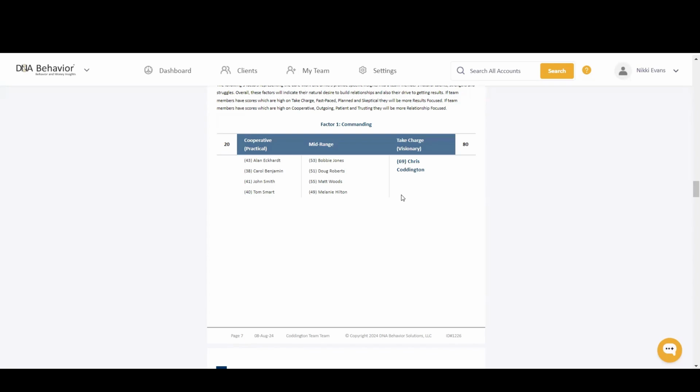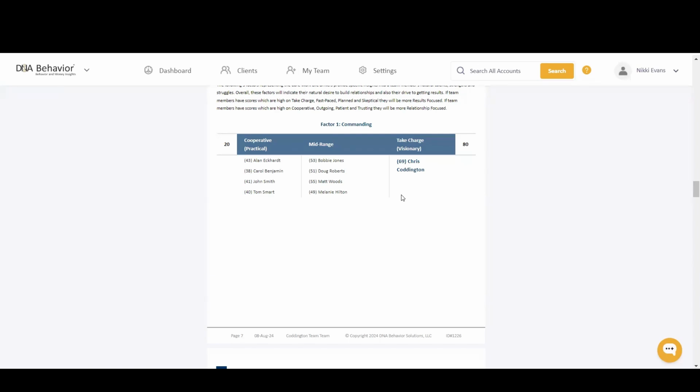So rather than John setting the direction, he's taking that direction from Chris and then rallying the team behind that vision. What will work well here is that John is probably not going to wrestle with Chris for control of that direction and authority. What they may struggle with is that if John is sort of second in command, Bobby and Doug and Matt and even Melanie are higher take charge than he is. And so they may tend to resist, they may tend to want to exercise that take charge muscle more so than John. So there's going to have to be that kind of balance that you're looking for.